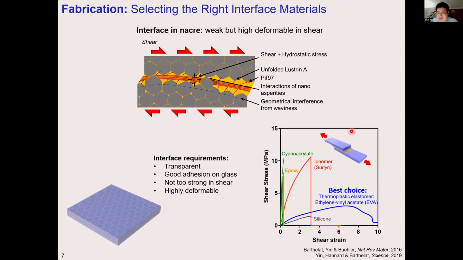We tested a variety of polymer adhesives, and some of them are quite brittle, and some of them are too strong for glass and usually lead to glass fracture. So the best choice we have is a thermoplastic elastomer called EVA. It is highly deformable in shear and has relatively low strength, and it has hardening, which can help with the delocalization of the deformation.